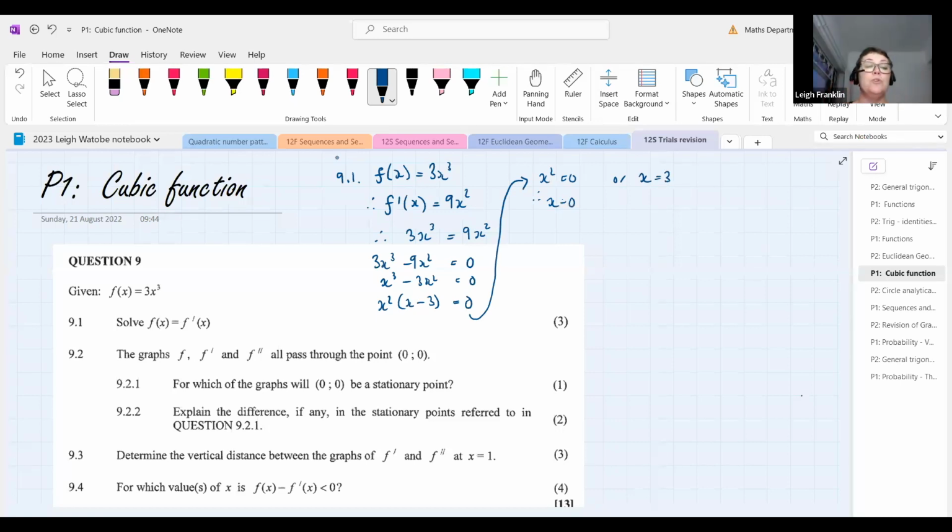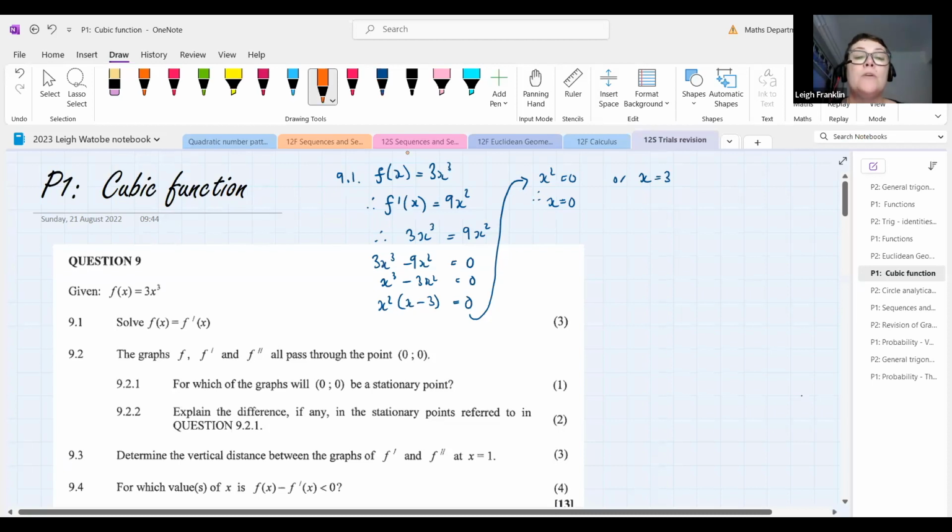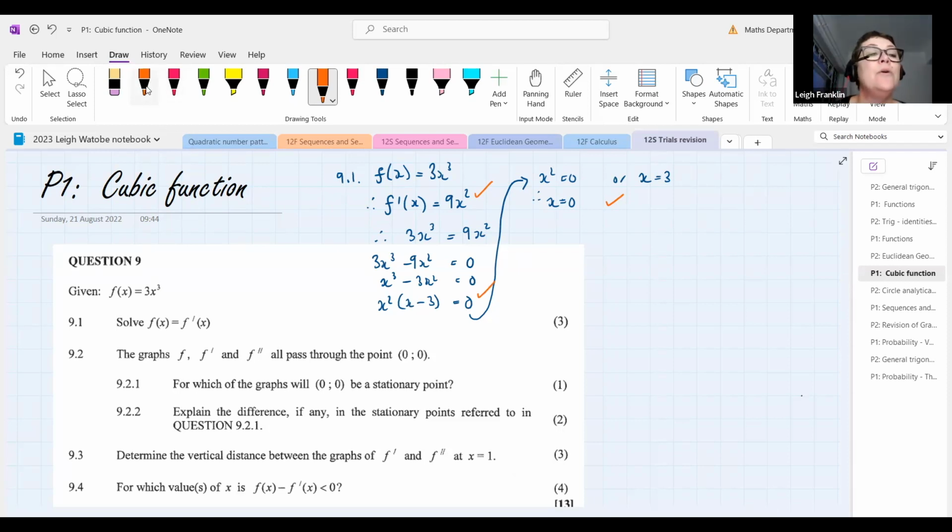So we have two solutions. When we make 3x cubed equal to 9x squared, either x is equal to 0 or x is equal to 3. So that is 3 marks here. There would have to be a mark for our derivative, on our factors, and then on both our answers, like so. Okay, now some knowledge questions.